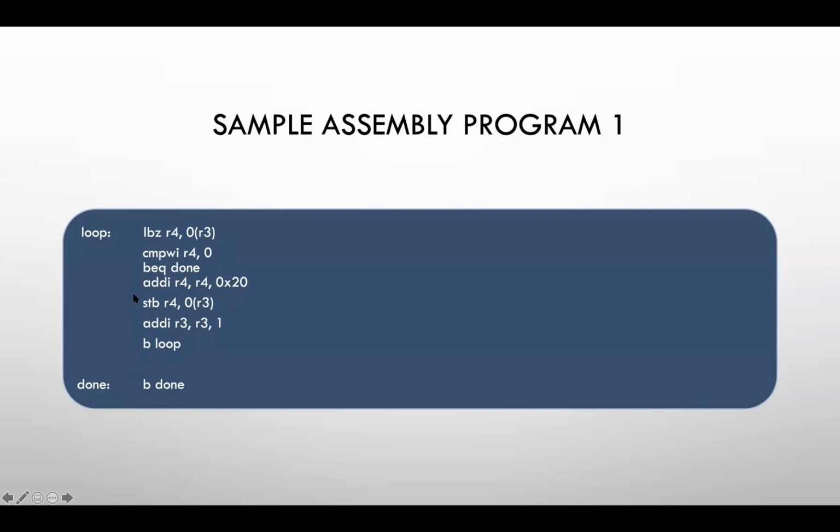So this is a simple assembly program where you are loading from memory. You are just incrementing the value of the byte that is present in that location by 32. Then you move on, and you do this until you encounter a 0 in the addresses you are loading from. This program is simple, but if you think about it, it can be used to convert a string of capital letters to a string of lowercase letters.